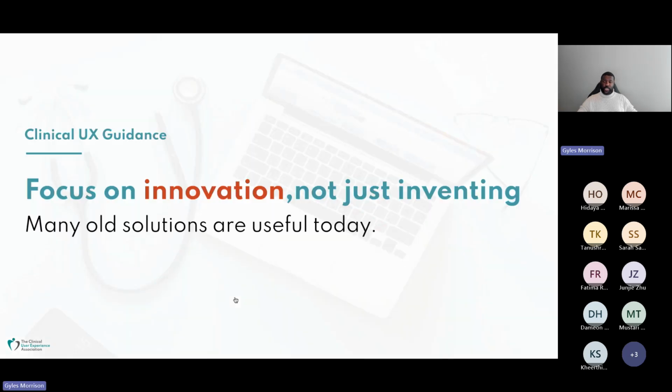Focus on innovation, not just inventing. Inventing means making something new that hasn't existed before. So creating the tricorder from Star Trek. This device can assess and treat patients with just a press of a button. That doesn't exist, not even close. We should be innovating.